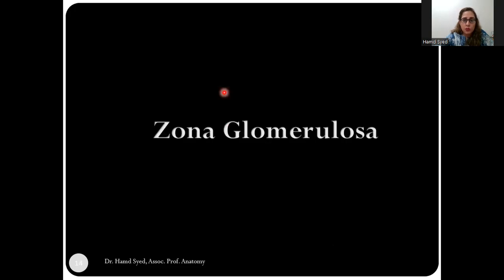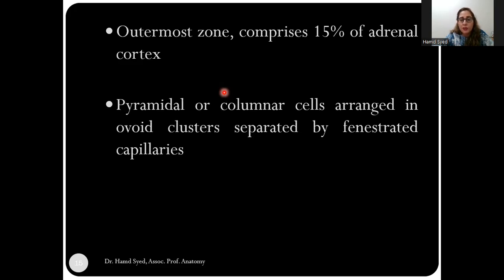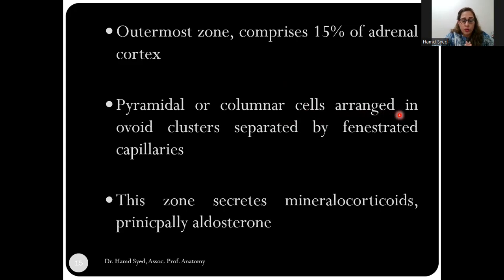Now we come to these zones one by one. We're going to discuss them in a little detail. First, we start with zona glomerulosa. It's the outermost zone. It comprises 15% of the adrenal cortex. The cells over here are pyramidal or columnar cells, which are arranged in rounded or ovoid clusters, and they're separated by fenestrated capillaries. By fenestrated, we mean that there are perforations in the capillaries, which speed up the transfer of substances between the cells and the capillaries. And this zone is responsible for the secretion of mineralocorticoids, principally aldosterone.